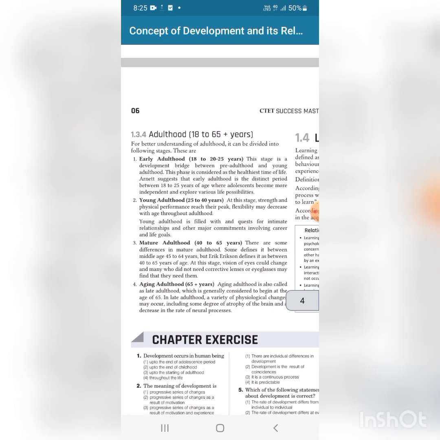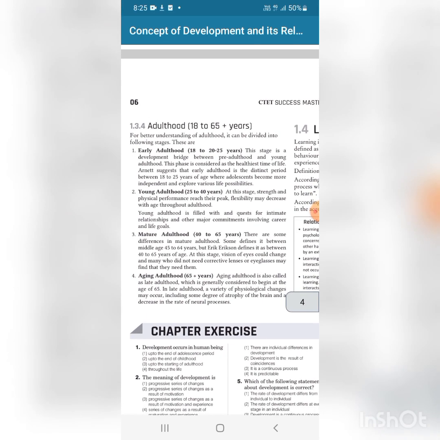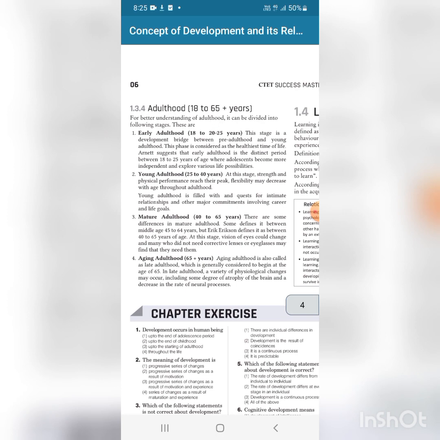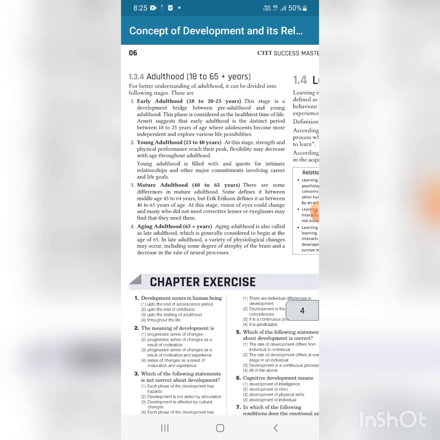Now, young adulthood, which is from 25 to 40 years, and at this stage, strength and physical performance reach to their peak. Flexibility may decrease with the age throughout adulthood. Young adulthood is filled with a quest for intimate relationship and other major commitments involving career and life goals.